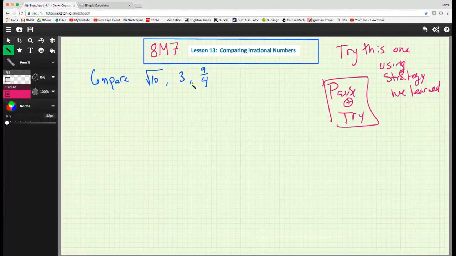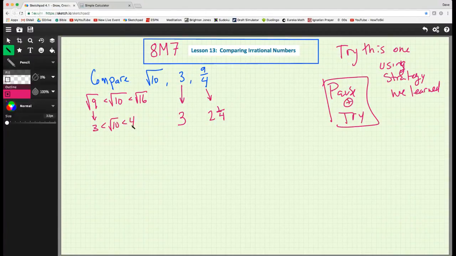Now we know that this is 3. We know that 9/4 is the same thing as 2 1/4. And we know that the square root of 10, well, what's the square root of 10? What integers is it between? Well, I know that the square root of 10 is between which perfect squares? Well, 16 and 9. So 3. So the square root of 10 is bigger than 3, but less than 4.